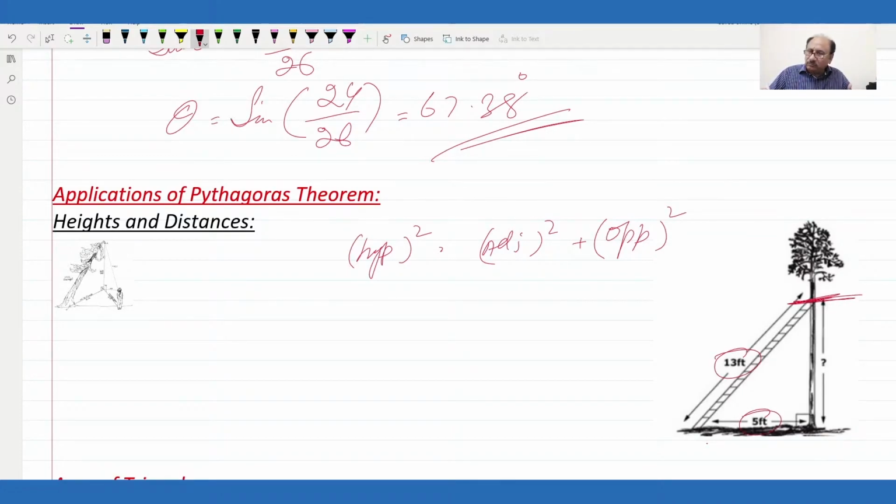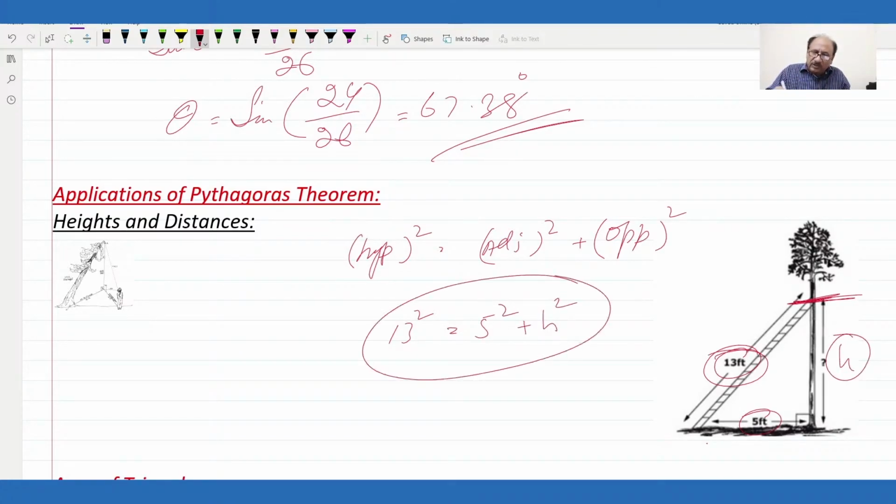I'm not solving this, I'm just giving you the concept. We'll solve the questions in a while; I have selected questions for you. I'm just giving you the concept that Pythagoras theorem can be applied in these situations. So 13 squared is equal to 5 squared plus, if we take the height as h, h squared, and then we can simplify this equation to find the value of h.